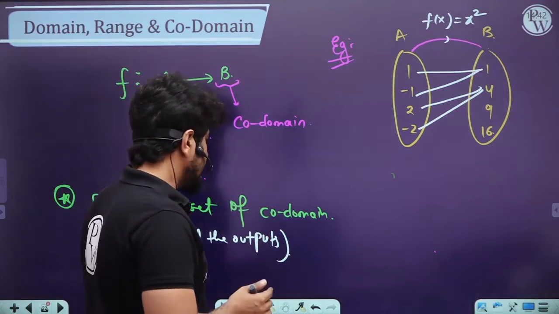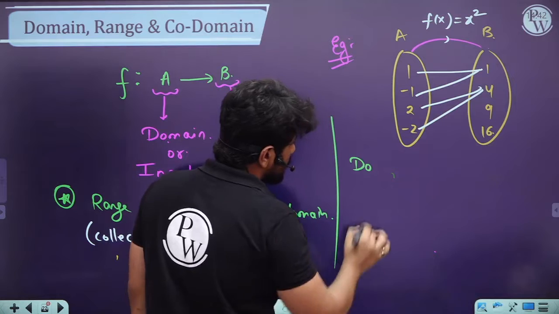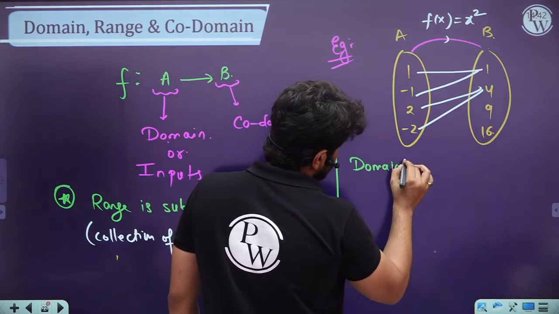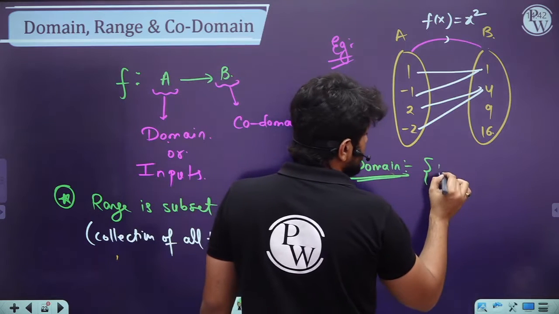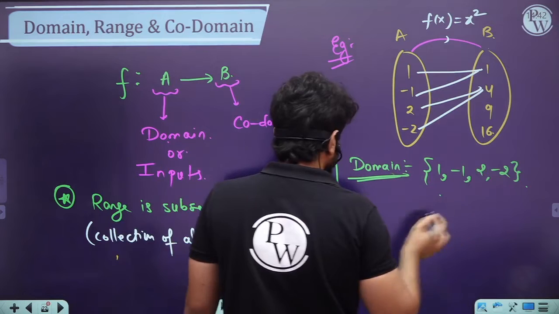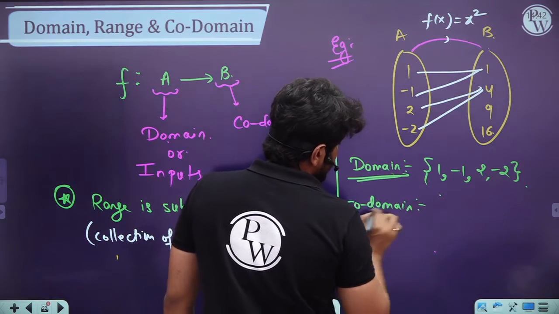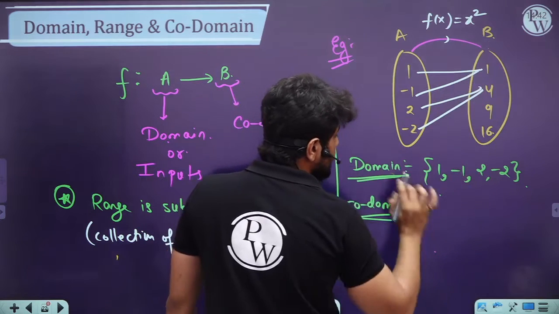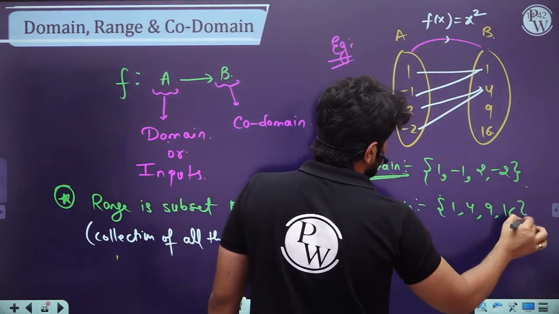Now, what is domain? Domain is the entire set A. So if I ask you to write the domain, you can simply mention all the elements of set A, which are 1, -1, 2, and -2. That is domain. If I ask you the codomain, you can simply mention all the elements of set B, which are 1, 4, 9, 16. This is going to be codomain.